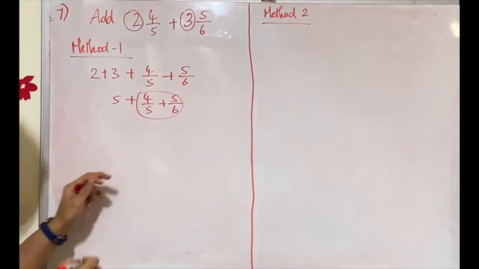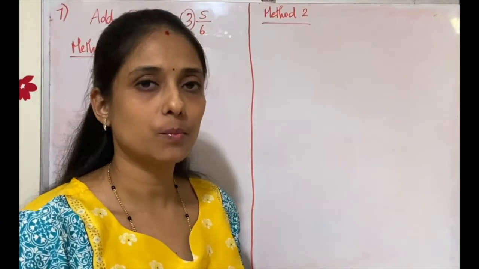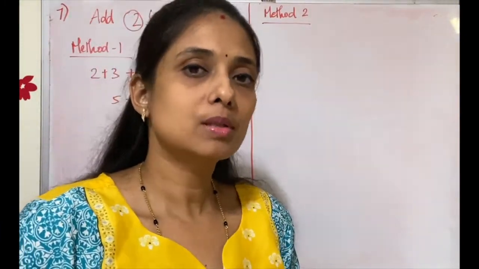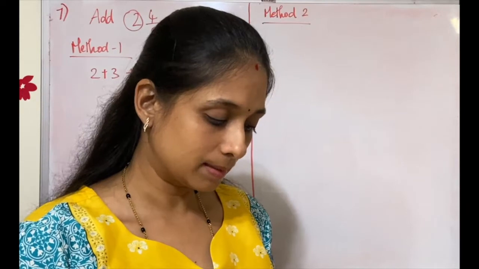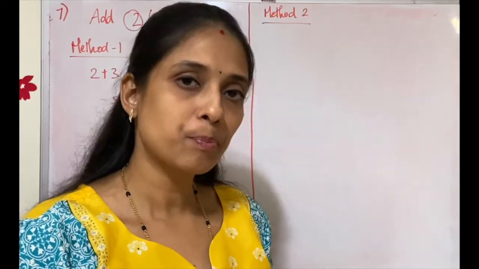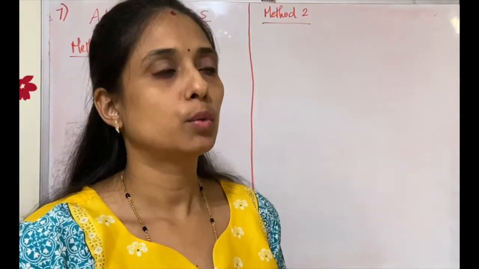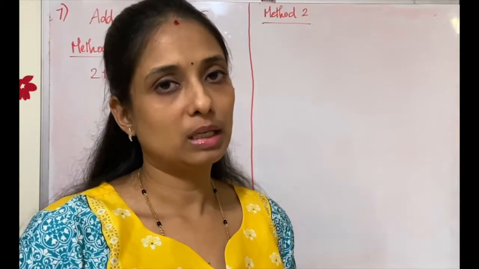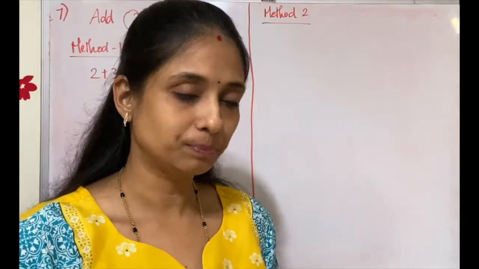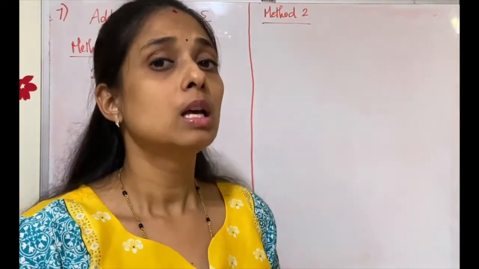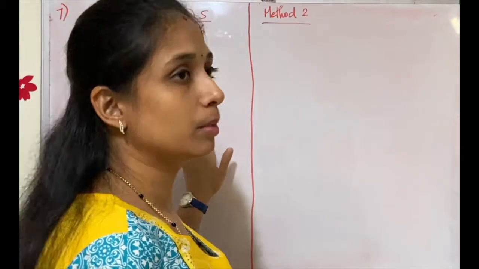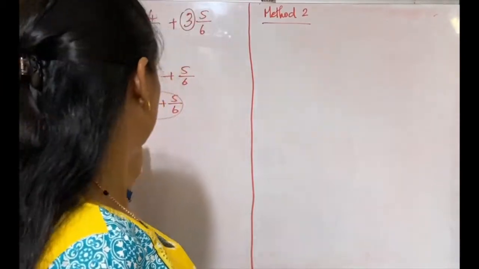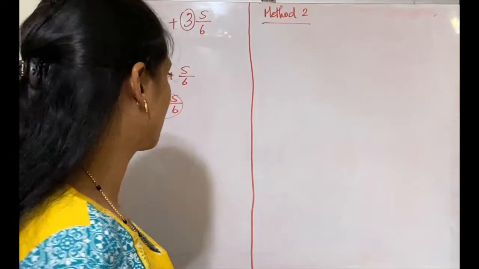So what is the LCM of 5 and 6? What multiple is common in both tables? In the 6 table, what are the multiples? 6, 12, 18, 24. All these 4 multiples you don't find in the 5 table. But you also have 30. 30 you find in the 6 table and also in the 5 table. So the LCM is 30.